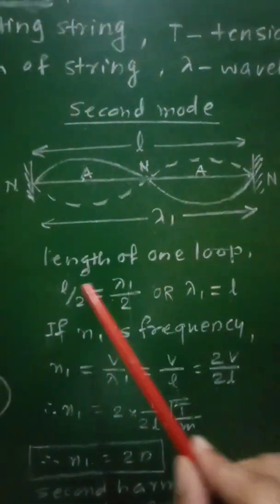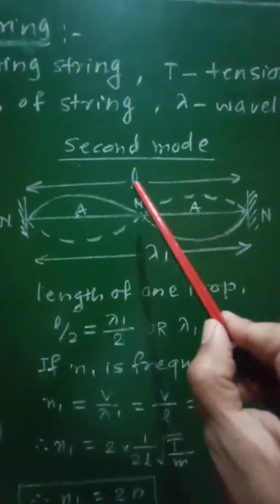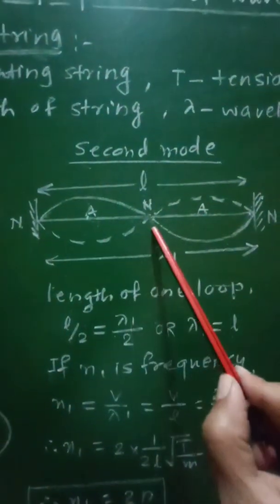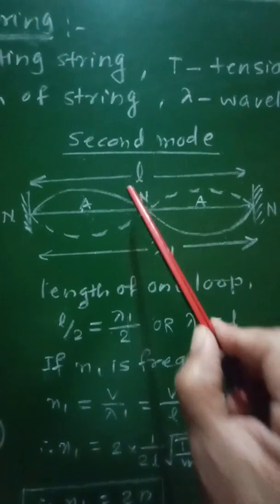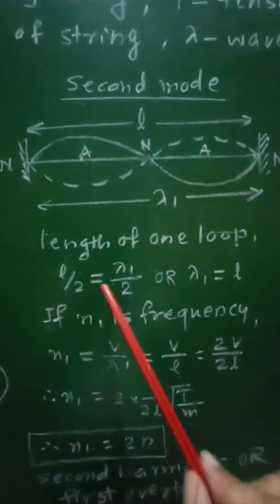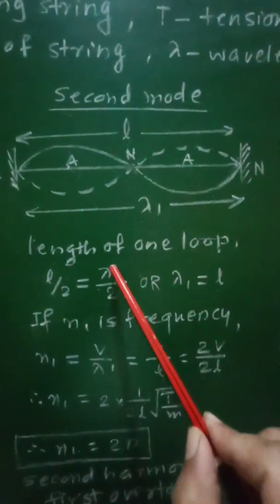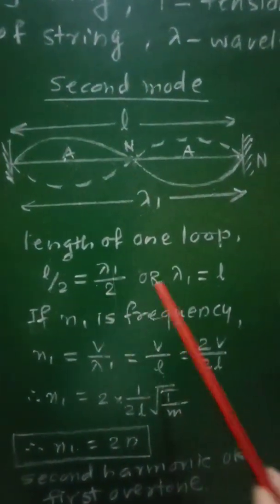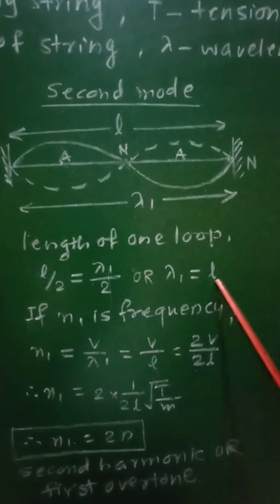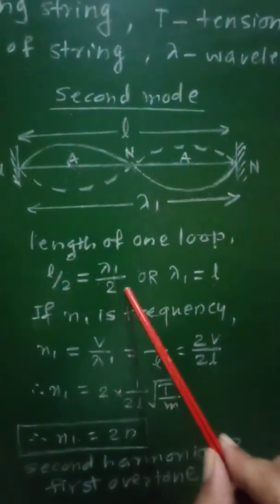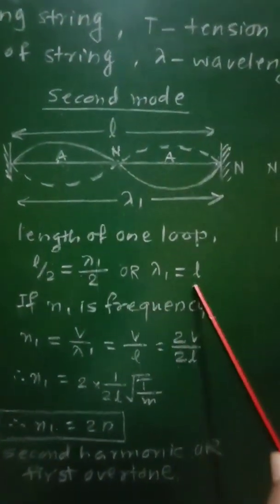Length of one loop is equal to L by 2, because the total length is L for 2 loops. Therefore for one loop it will be L by 2. So L by 2 will be equal to lambda 1 by 2. As there are 2 loops, it will be lambda 1 by 2, or we can write lambda 1 is equal to L, because these 2 will get cancelled.